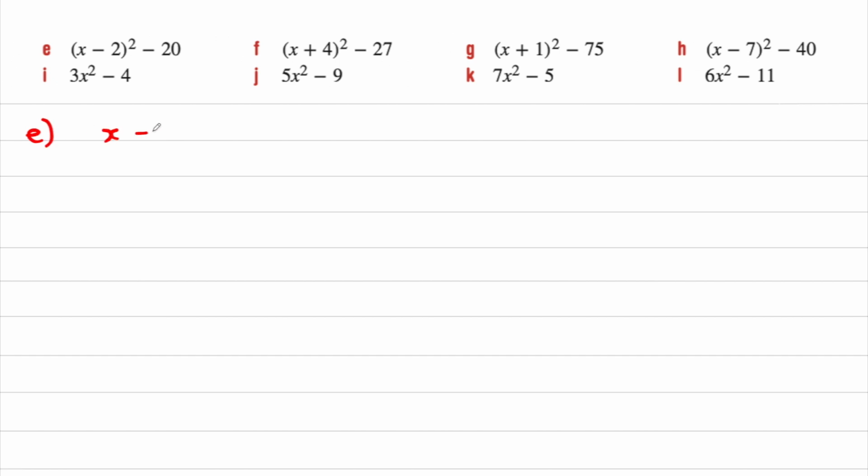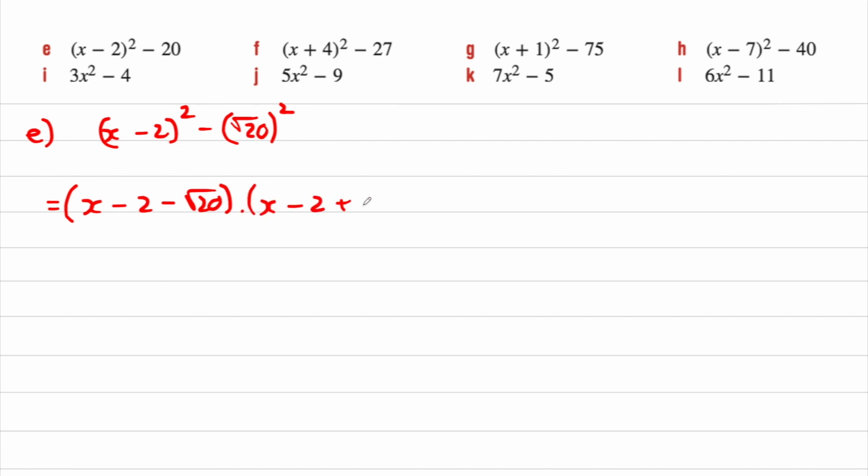Okay, so h squared minus the square of square root 20. The first bracket is h minus square root 20, and the new one will be h plus square root 20. How can you simplify this one? 20 is 4 times 5, so it simplifies to this one, h minus 2 square root 5, and the next term will be h plus 2 square root 5.